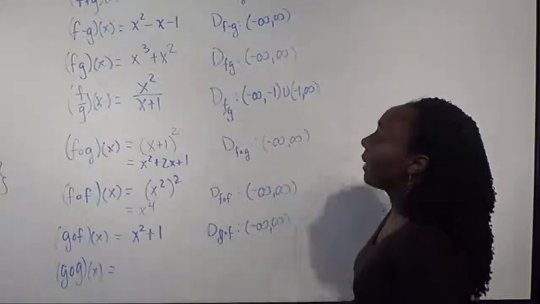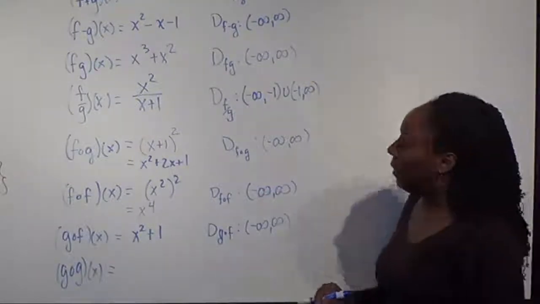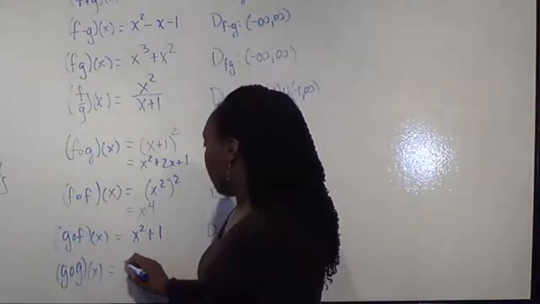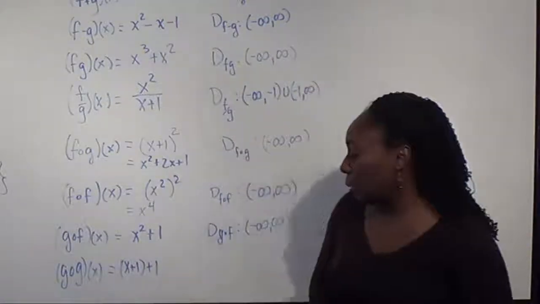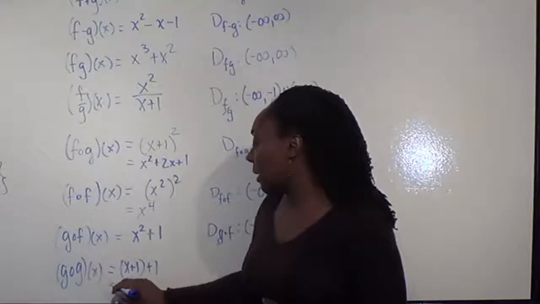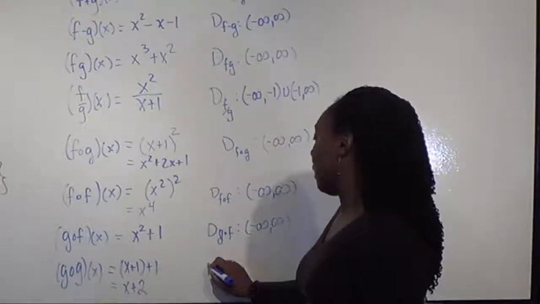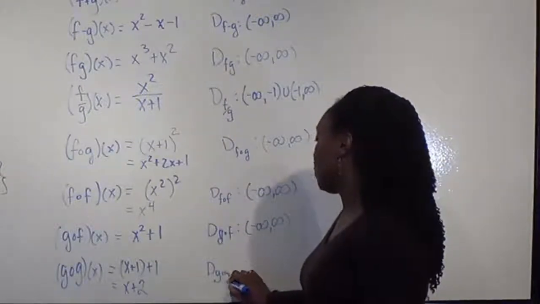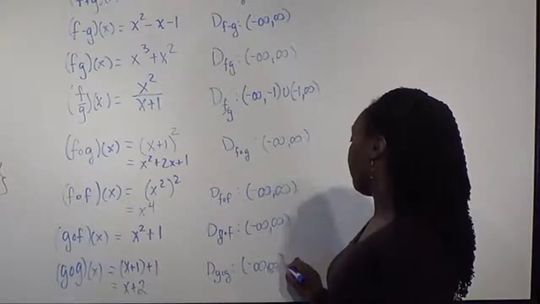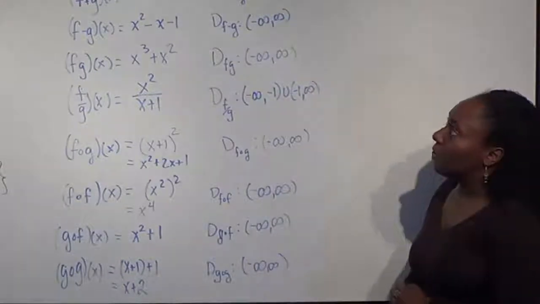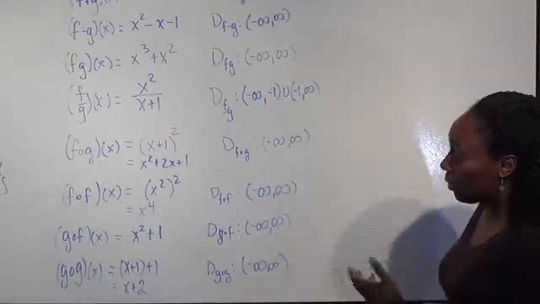So this means I'm going to take x plus 1 and plug it into x plus 1. So the x plus 1 is going in for the x in that equation, which looks like an x plus 2. We can see that the domain here for g composed with g is again all real numbers. So there's just an example of how to combine each of these or compose them.